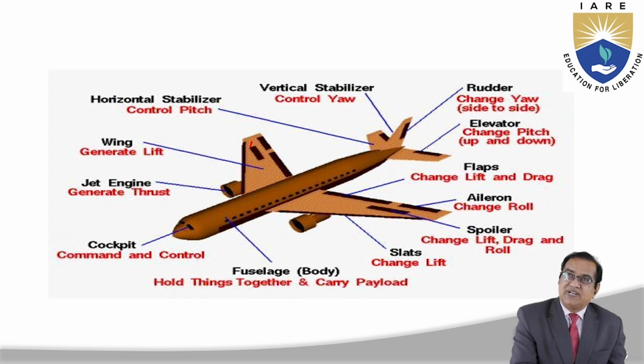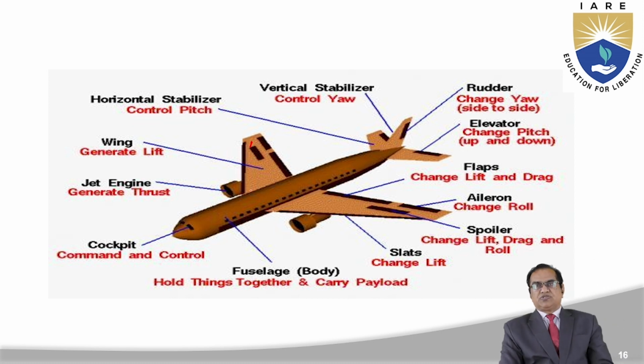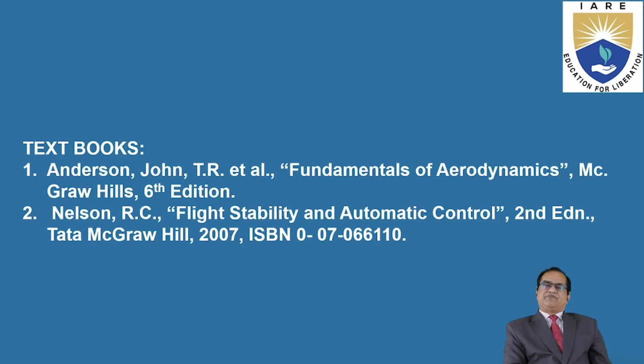Then we have the elevator. Elevators are used for pitching. Nose up and down is done by the elevator. Rudders are used to change the yaw, so side to side motion can be performed. Vertical stabilizers control yaw. Horizontal stabilizers control pitch. Wings generate the lift. Jet engines generate the thrust. So like this you can use the different components, and these are the books which we can follow.